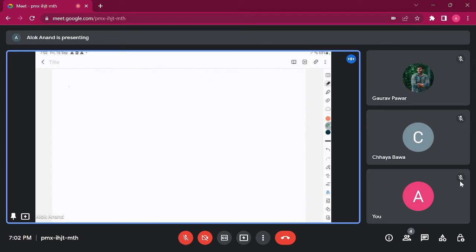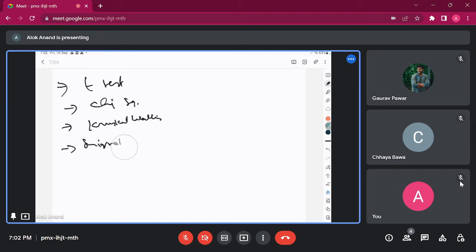ठीक है? So few of the hypothesis testing techniques are t-test, chi-square test, Kruskal-Wallis test, Kolmogorov-Smirnov.